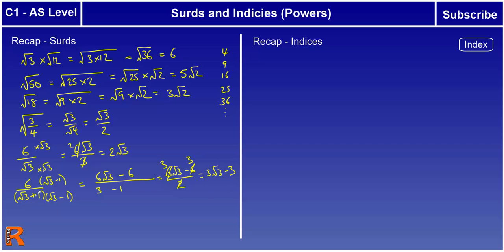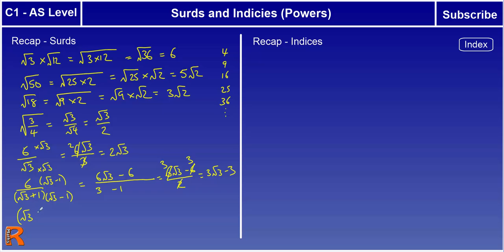So this awkward fraction with the surd on the bottom can be simplified to something that's not quite so awkward, but with no surds on the bottom of the fraction. And the last sort of skill we need to be able to do is to multiply out brackets with surds.